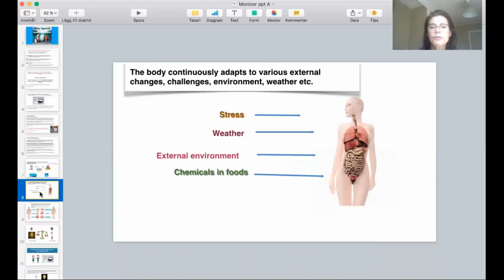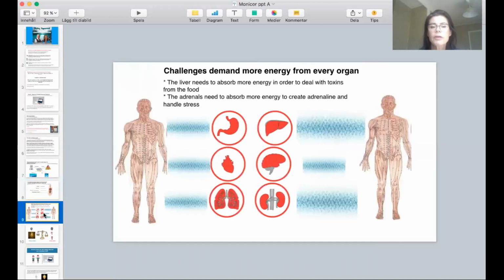Because we live in a world where there are a lot of stressors, and the body constantly needs to adapt to different challenges in the environment. It could be weather or other stressors, chemicals in our water, in our food, in our air. So it constantly needs energy in order to balance up, in order to stay strong. For example, if you have a lot of toxins in your food, your liver will need more energy in order to deal with those. And the adrenals, for example, need to absorb more energy to create adrenaline in order to handle stress better.